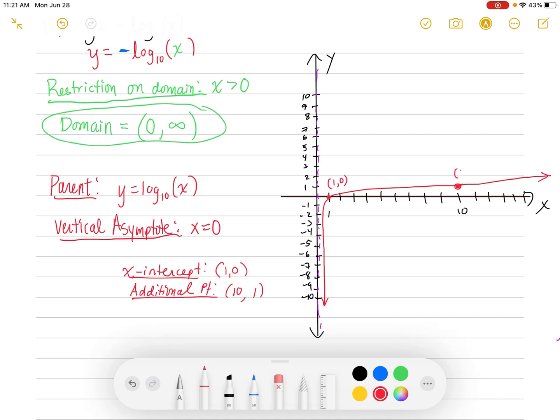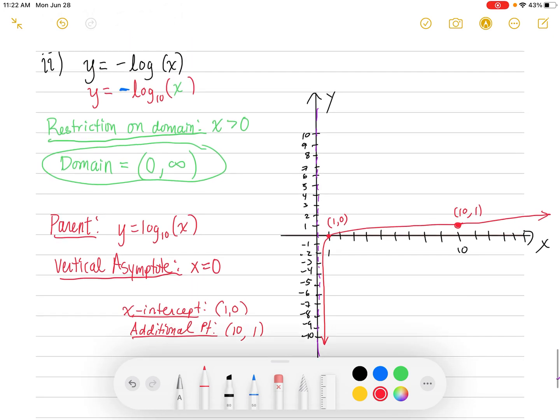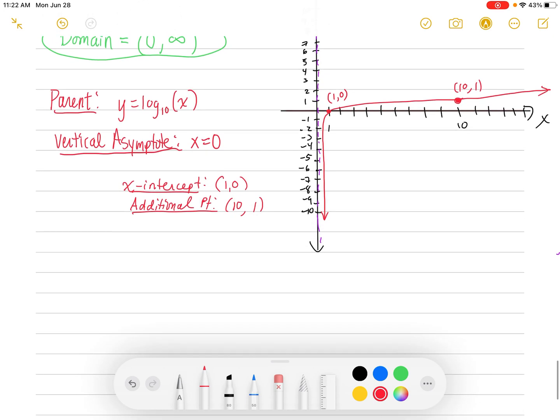And this curve is going to slowly rise, very slowly. It continues going up forever, but very slowly. And as you go to the left, it goes down towards the vertical asymptote. So plotting these points, I'm going to have (1, 0) and (10, 1).